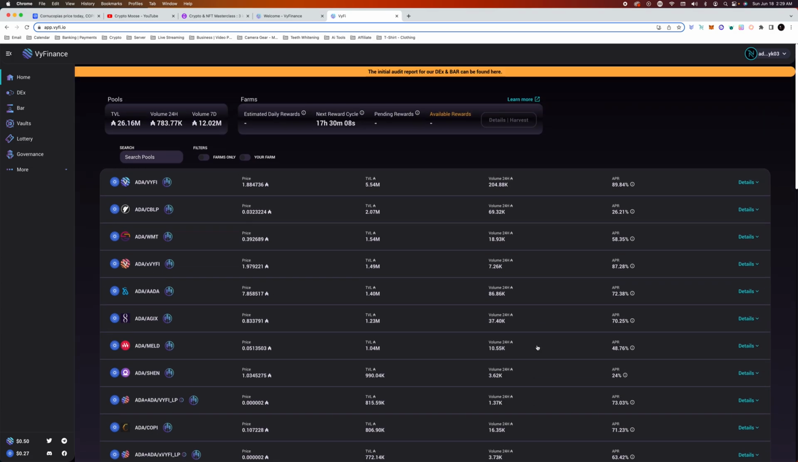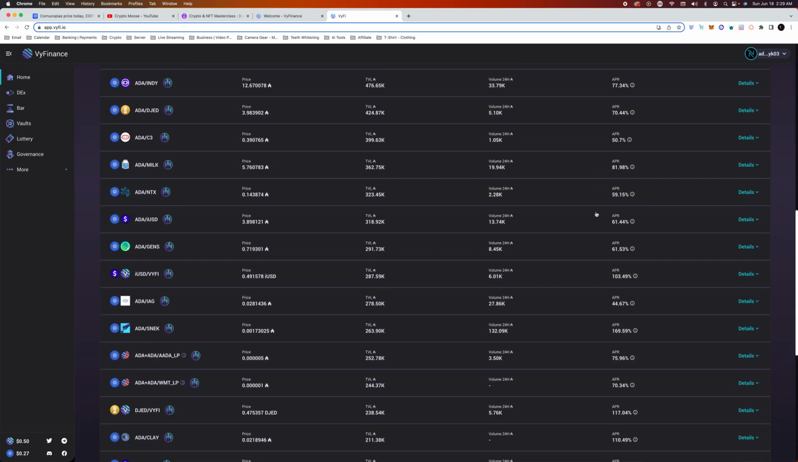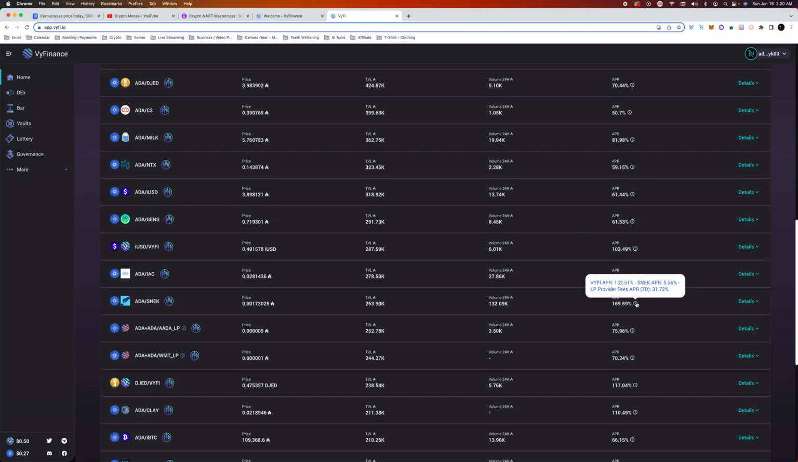The other thing I wanted to mention is take a look at what the APRs are. For example, let's take a look at Snack. You can get 132% VYFI APR. But one thing you have to remember is the LP provider fees seem kind of high, 31%. You always want to remember that if these projects pump, you want to be able to get out. So I'd never recommend you, never, to put in 100% unless you're just going to hold long-term.